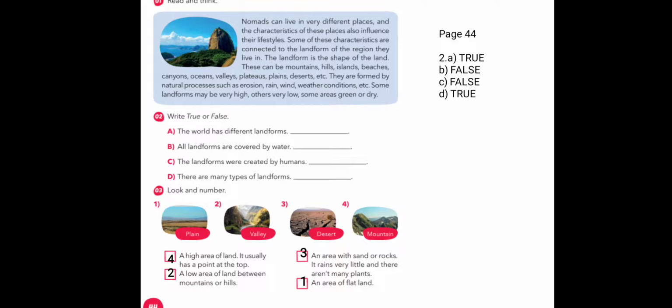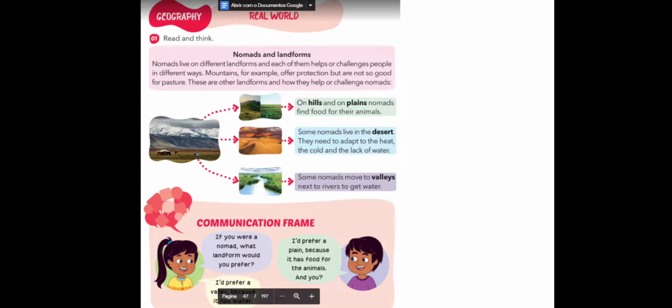If you have any question, please send me a message on Google Classroom. Okay? The next exercise is about the nomads and the landforms. So we have to read and think. Let's read together. Nomads live on different landforms and each of them helps or challenges people in different ways. Mountains, for example, offer protection but are not so good for pasture. These are other landforms and how they help or challenge nomads.